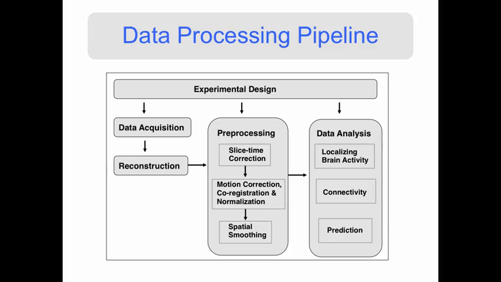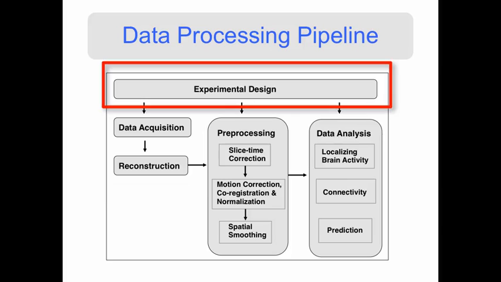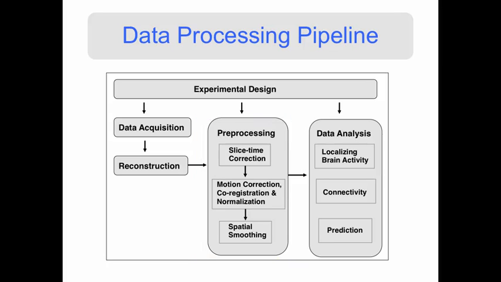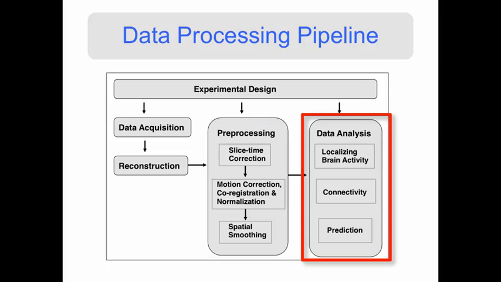Now I want to give you a roadmap of where we're going from here. So far in the previous modules, we've talked about data acquisition and reconstruction. In the next couple of modules that are coming up, we're going to move towards experimental design and pre-processing. We're going to cover that in next week's modules. After that, we're going to move on to data analysis, and we're going to spend a good amount of time on each of these topics of data analysis. We'll first talk about localizing brain activation, then we'll talk about connectivity, and then we'll talk about prediction.